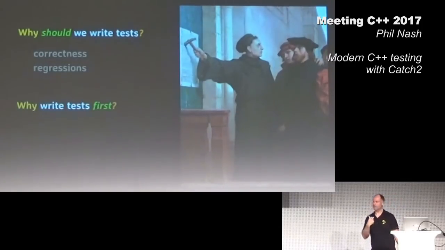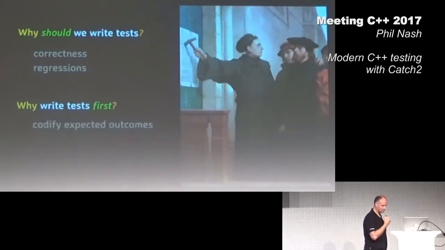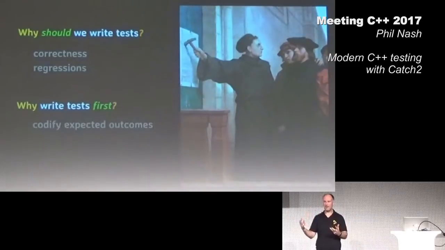But then the other side to this, and I've touched on it already, is why should we write tests first? TDD. We've already touched on the first part, which is that it codifies our expected outcomes. We had this idea of what we intend our code to do before we write it. That's the best time to write down that intention, while you're still in that designer's frame of mind.